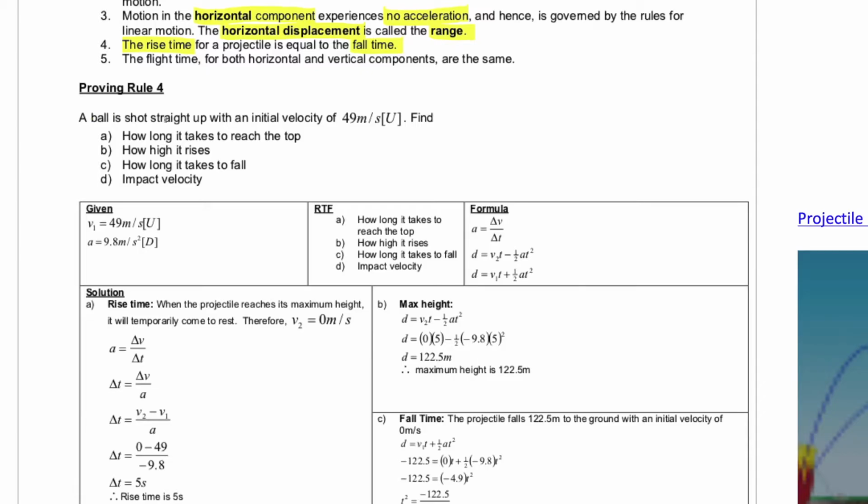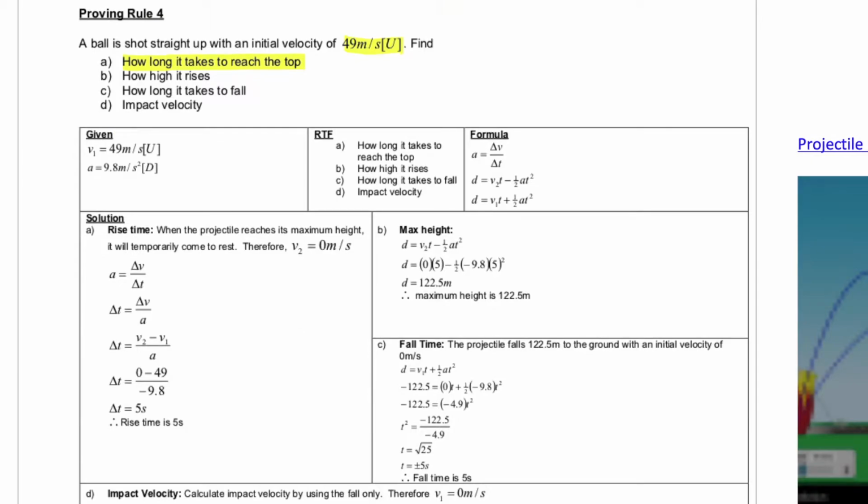So here we have a ball shot straight up with an initial velocity of 49 meters per second up. So the first part of the question asks us, how long does it take to reach the top? Okay, so here's what we know. So let's take a look at part A. Now, we know that this is accelerated motion, so here are our kinematic parameters. We have d, v1, v2, acceleration, and time. What we're asked to find in part A is the time.